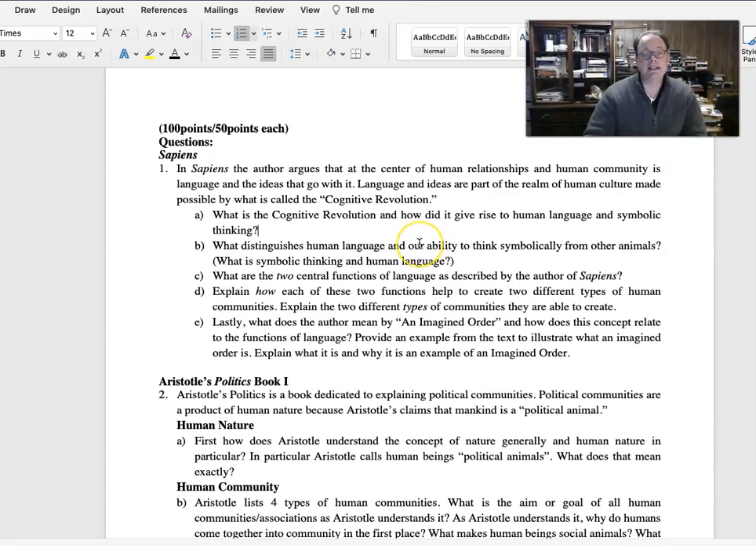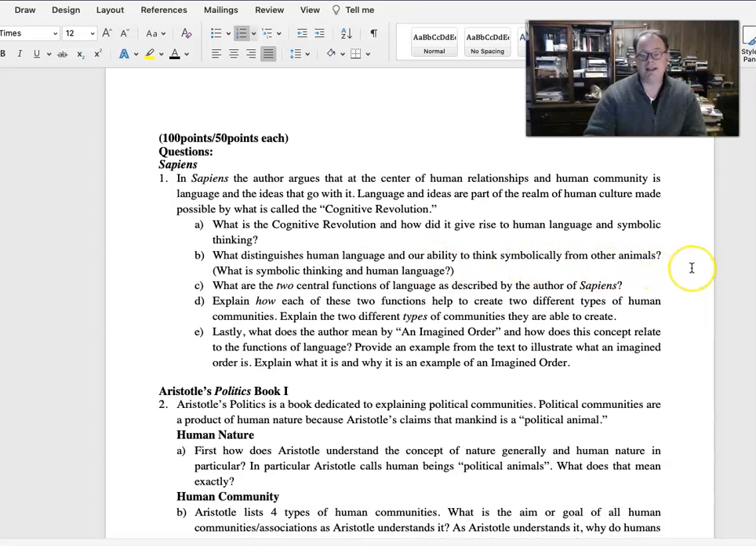Okay, so let's get into the questions themselves. And I'm just going to read this and then give a little bit of commentary. In Sapiens, the author argues that at the center of human relationships and human community is language and the ideas that go with it. Language and ideas are part of the realm of human culture made possible by what is called the cognitive revolution. Okay, so I am just giving you some setup there. There is no question, but I'm raising some of the broad issues that pertain to Sapiens' discussion of human relationships and human community.